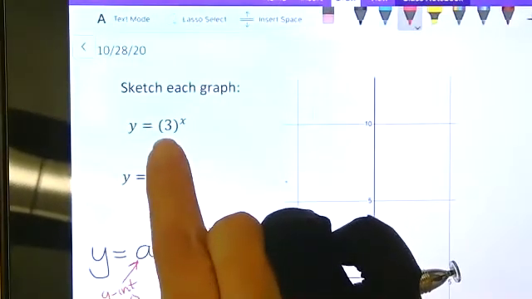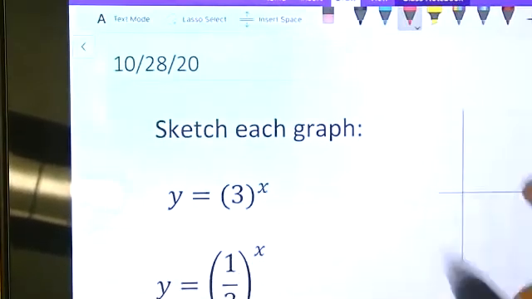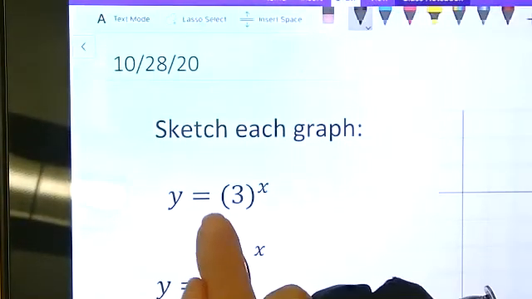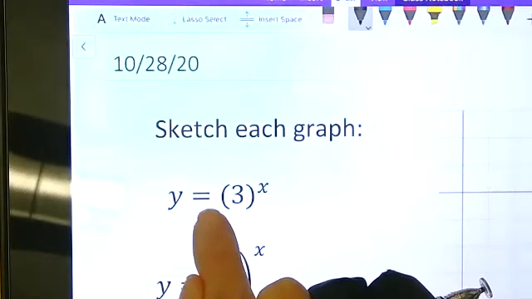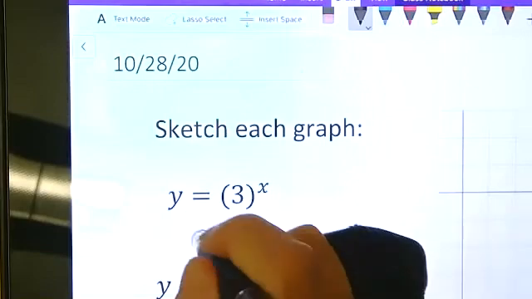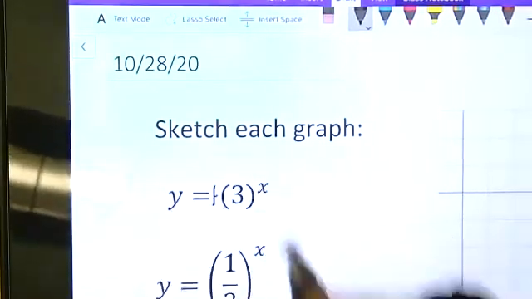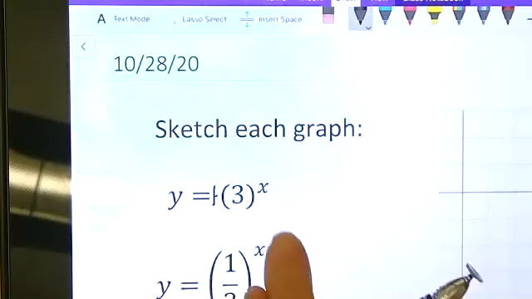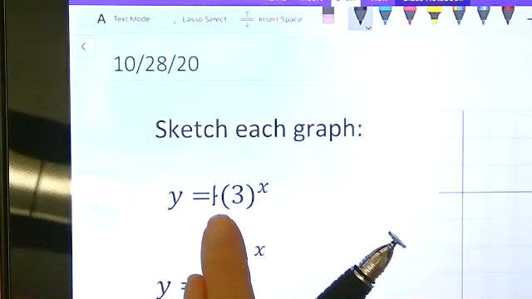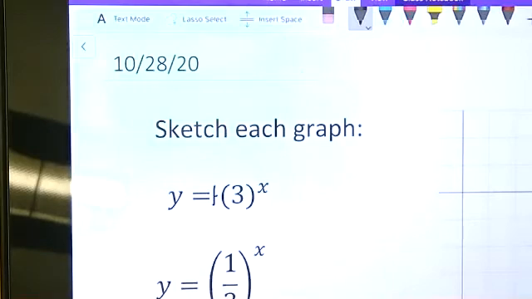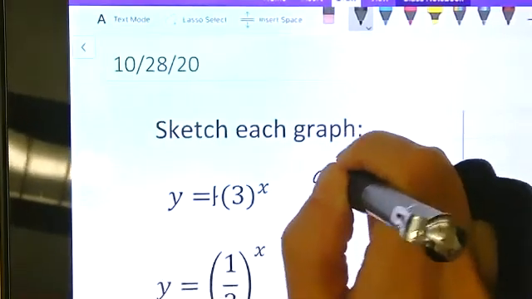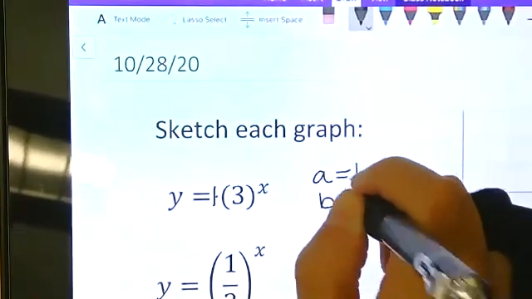So our first one right here, y equals 3 to the x. Notice there is no number in the front. Right there in front of the parentheses, there's nothing there. But there is always something there. If you can't see it, it's a 1, because 1 is the only number that you can multiply by something that you don't have to write it in. 1 times something is itself, so there's no advantage in writing it in. So 1 times 3 to the x tells me my a value is 1, and my b value is 3.